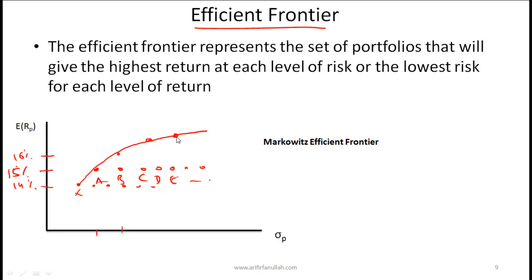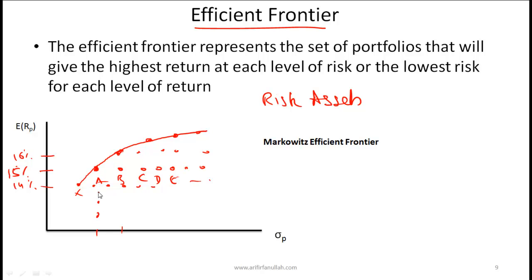So this line or this curve is referred to as the Markowitz efficient frontier, and what that is saying is that, given that you can only invest in risky assets, this frontier represents the portfolios that give you a certain level of return at the lowest possible risk. So that's one way of putting it.